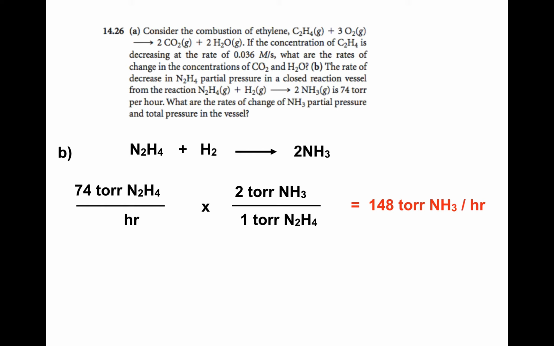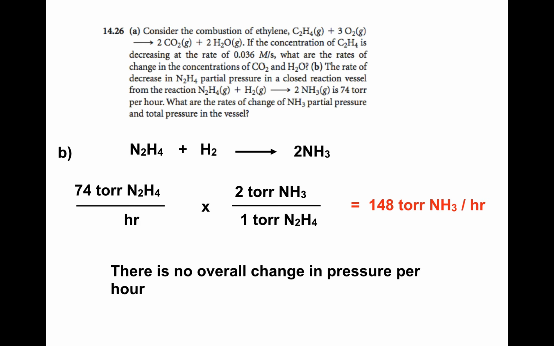As far as the pressure in the vessel goes, I'm losing 2 atmospheres of gas on the reactant side and making 2 atmospheres of gas on the other side. So the pressure in the container isn't changing. For every 2 atmospheres lost in the reactants, I'm making two pressures, I should say, we're not using atmospheres, we're using torr, in the products.